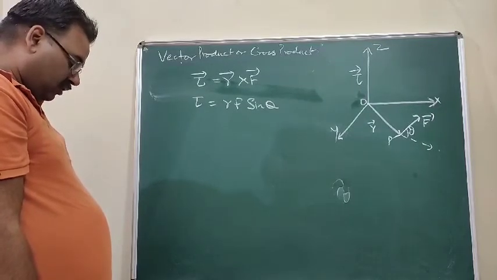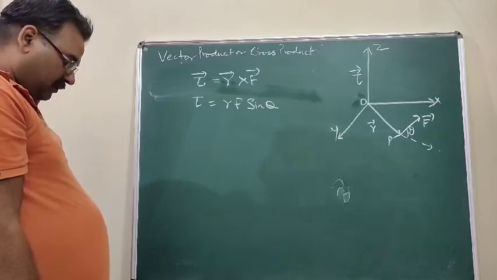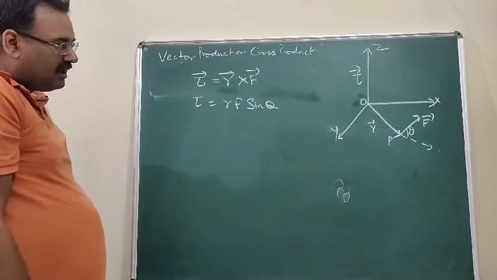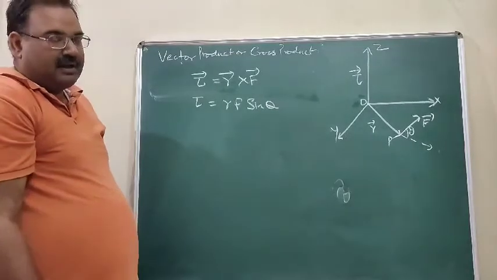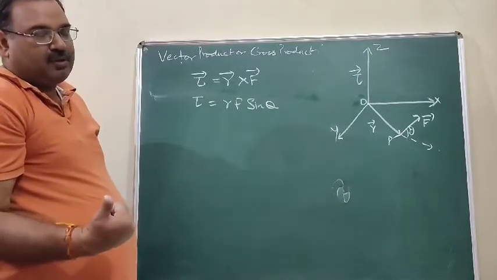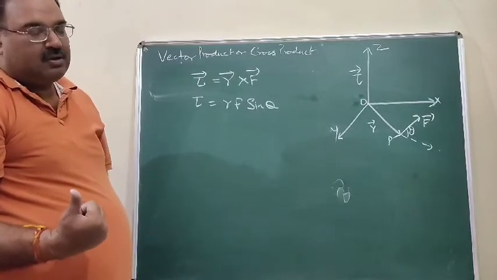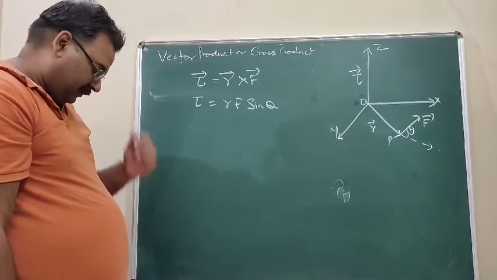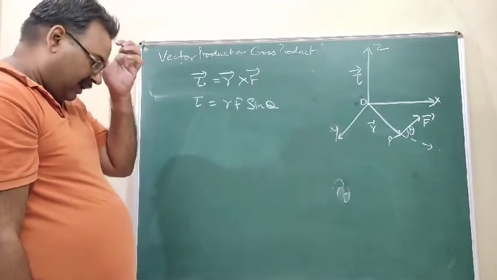So tau is equal to r cross F. This is found out by the screw rule. So from r towards F, okay, from r towards F, and the direction in which the thumb points out will be the direction of the torque. So tau is equal to rF sin theta.